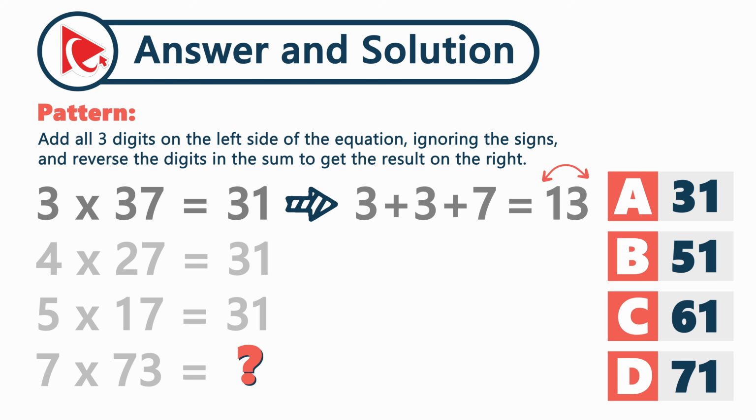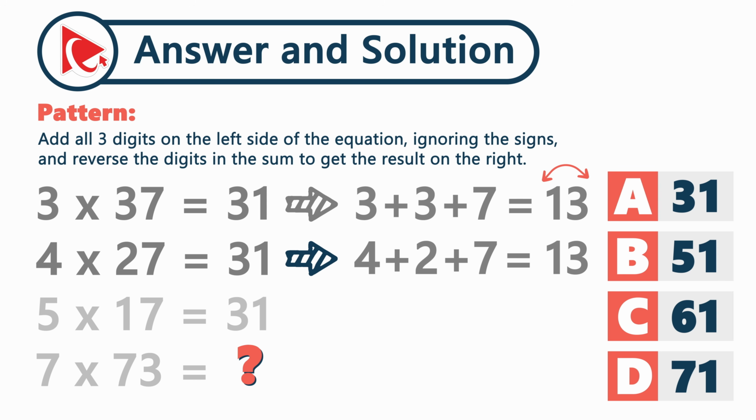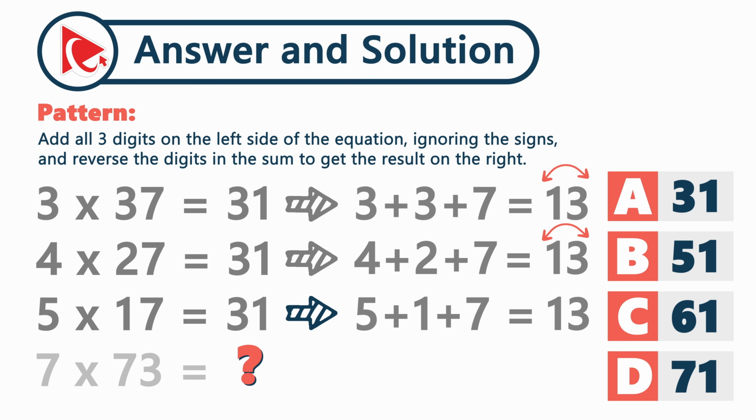Let's verify our hypothesis with the second expression to make sure we're on the right trail. 4 multiplied by 27 equals 4 plus 2 plus 7 and equals 13, reversed equals 31. 5 multiplied by 17 equals 5 plus 1 plus 7 and equals 13, which reversed gives us 31.